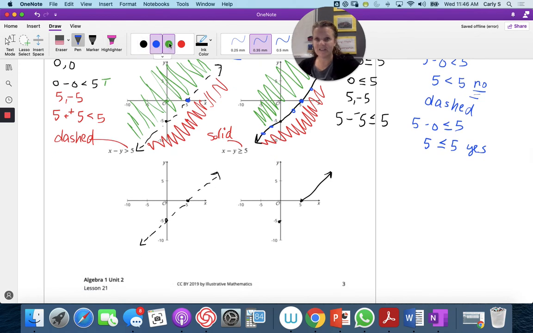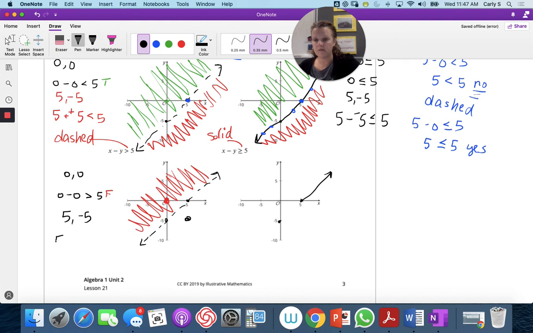All right, let's try the same ordered pairs. 0 comma 0. 0 minus 0 greater than 5. That is false. So that means that 0, 0 is right here. It has to be a part of the not solution. And then if we test 5 negative 5, 5 minus a negative 5 greater than 5. Is 10 greater than 5? Yes. So this has to be a part of the solution. And we're going to get the same thing over here.